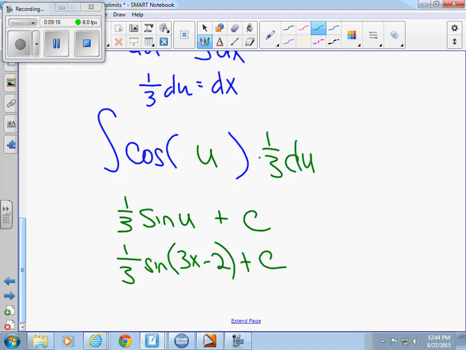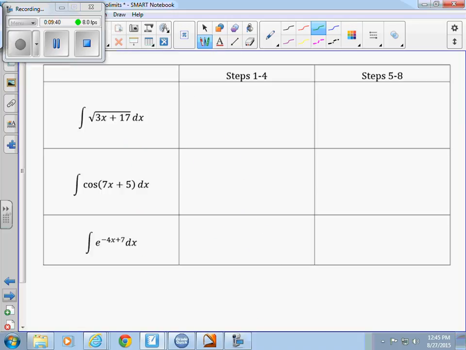Any questions about the technique, how it works? Let u be the complex portion of the function. Find du, replace dx and put the u's in for the dx and the u. And then do the integral and then put x back in. That's the process. The hard part's deciding what to make u. So we're going to try a few. Some of them are easy. Some of them get more complex. These I would consider on the easy side. They'll get a little tougher as we go.